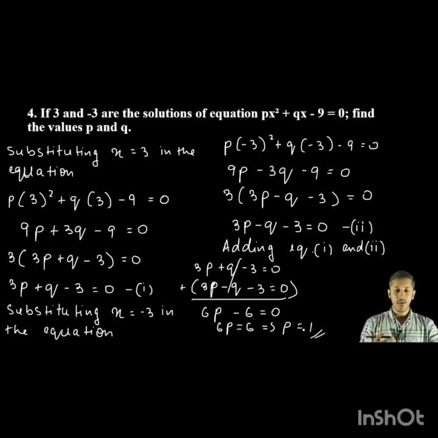Okay, so we have got the value of p from this. Now all of you already know what we are going to do next is substitute the value of p in either of the two equations that we have got. Okay, so what we're going to do here is substitute the value of p, let's say, in equation number 1. Okay, so what was the first equation? We had 3p plus q minus 3 equal to 0.